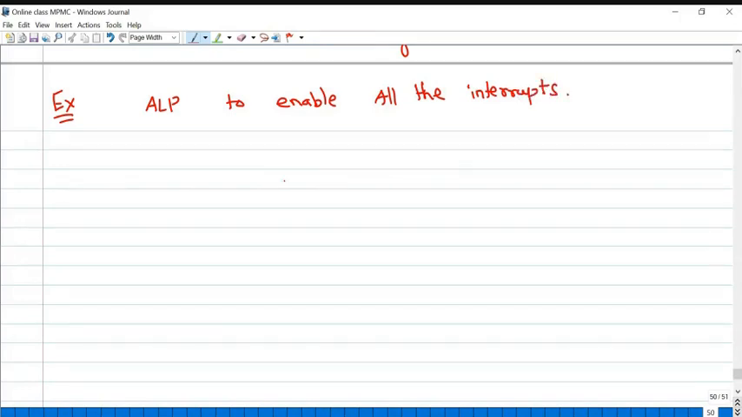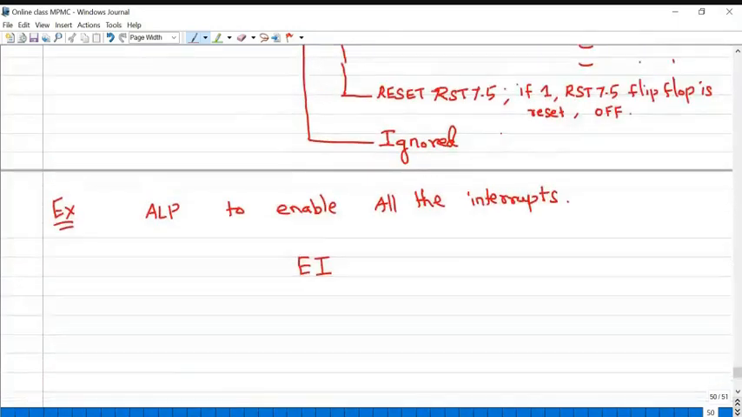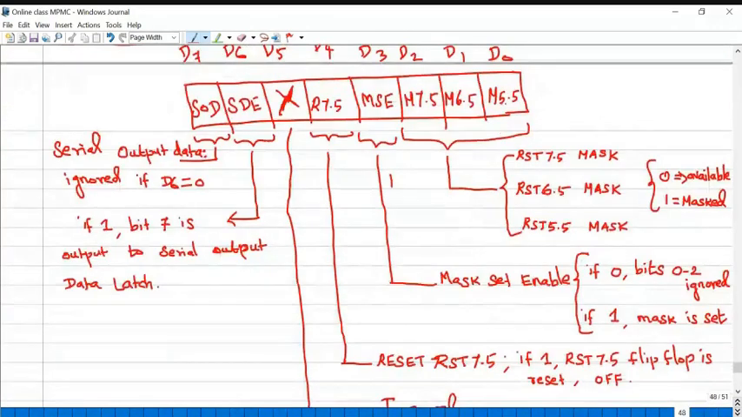The first instruction is EI, enable interrupt, a 1 byte instruction. And also we have to execute the SIM instruction. Before executing the SIM instruction, to activate RST 5.5, 6.5, 7.5, we have to place 0, 0, 0 here. D2 must be 0, D1 must be 0, D0 must be 0. Then the D3 position should be 1. Later we can mask or unmask, it is the programmer's wish.